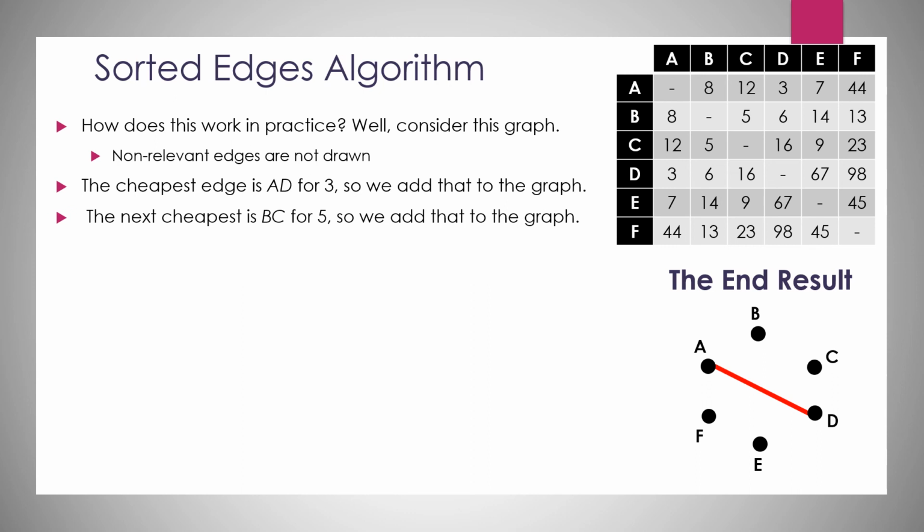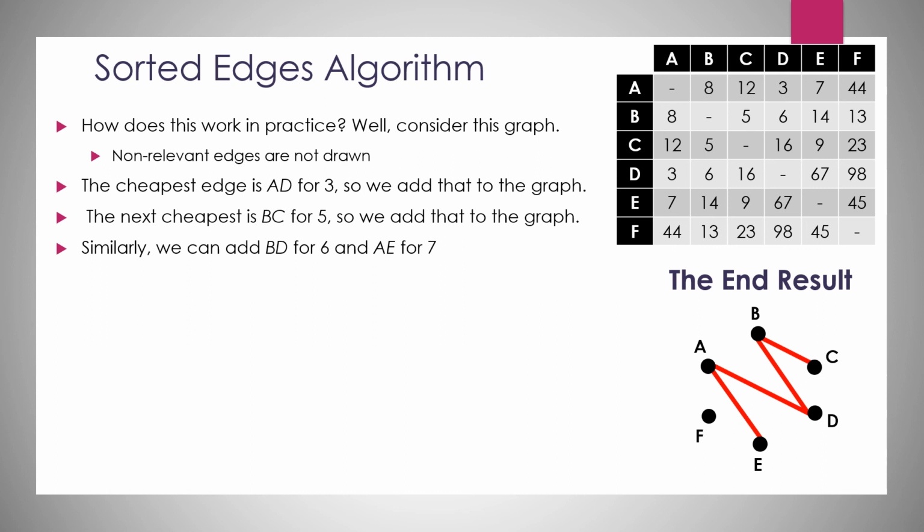Next cheapest, that's BC. BC has a score of 5. It's the second smallest. So let's add it to the graph. Be aware that I didn't have to connect it to the first edge. There's nothing requiring that in this method. So then I can add BD, which is 6, and then AE, which is 7. And we're basically done, except we have to address this F thing now.